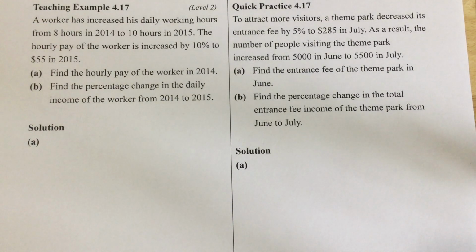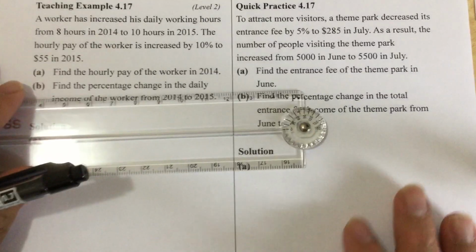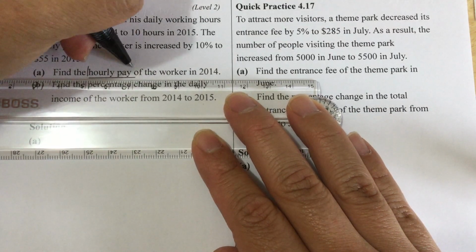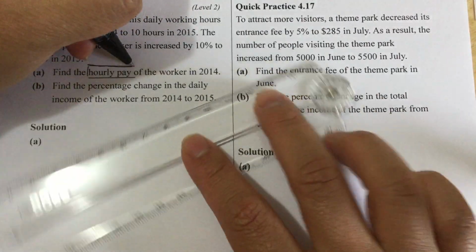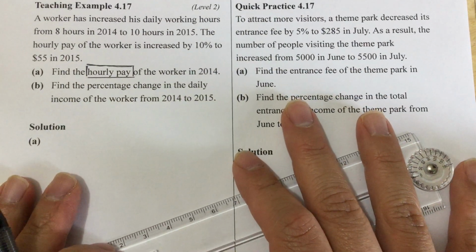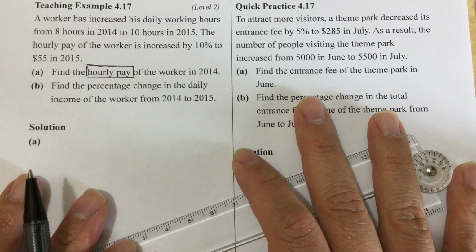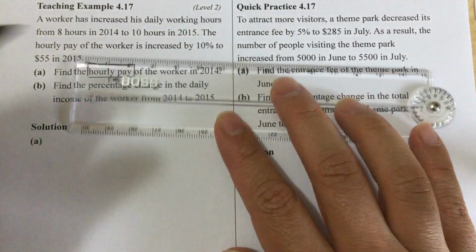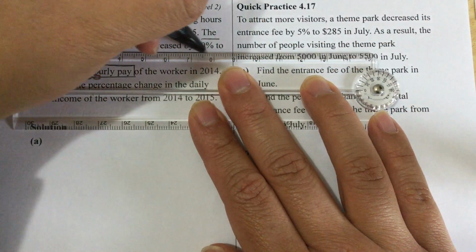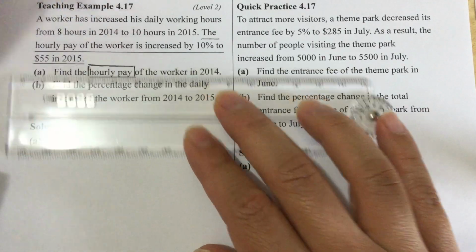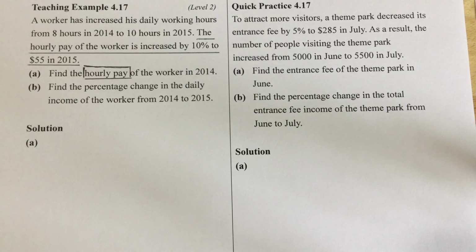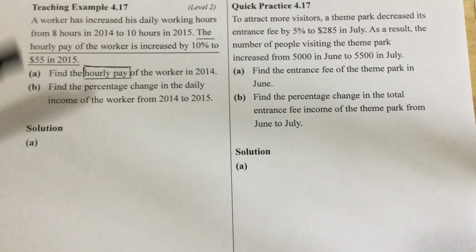So first of all, let's look at the question. This is part A. What we are going to calculate is the hourly pay. That means this is the money, so we will only consider the sentence with the money. That is, the hourly pay of the worker is increased by 10% to $55 in 2015. So we will only consider this sentence only. Before, we will use the other sentence for part B.